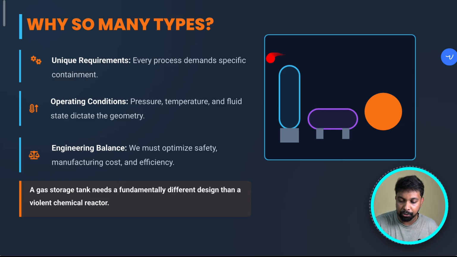As per the image you can see a vertical pressure vessel with a skirt, a horizontal pressure vessel with saddle supports, and a spherical pressure vessel. So there are different types of pressure vessels that we use in different places.